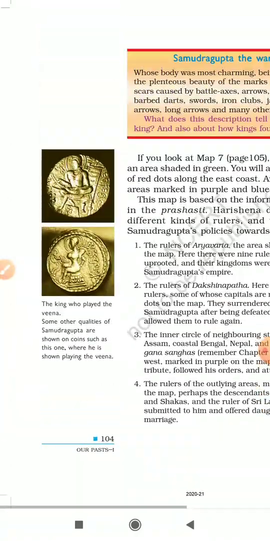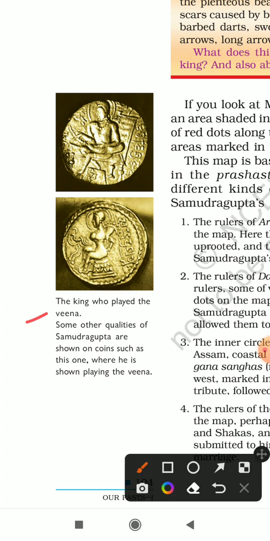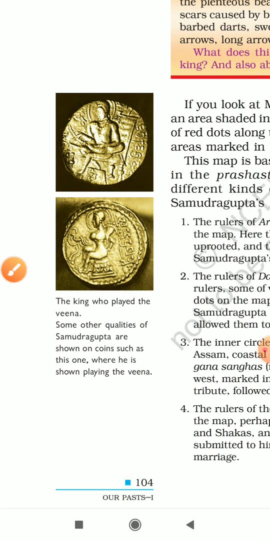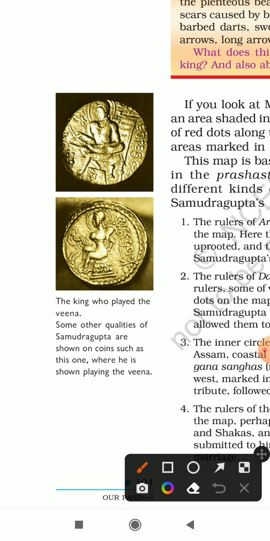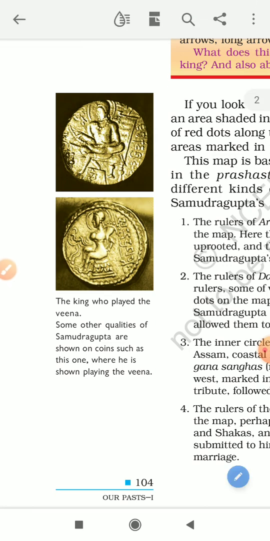Now here you can see these are the coins belonging to the Gupta period, especially Samudragupta. The king who played the veena. Veena is an instrument which goddess Saraswati plays. Some other qualities of Samudragupta are shown on coins, such as this one, where he is shown playing the veena. So apart from being a very strong and powerful military ruler, and a poet, Samudragupta was also very good at playing the veena. This was another quality of Samudragupta which the sources tell us.